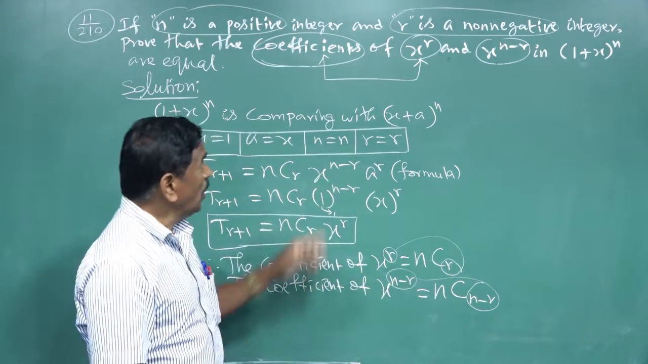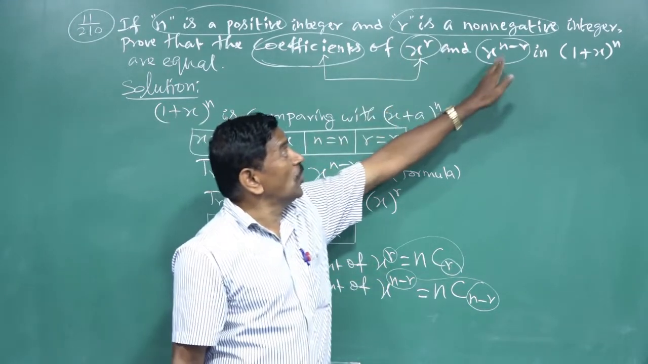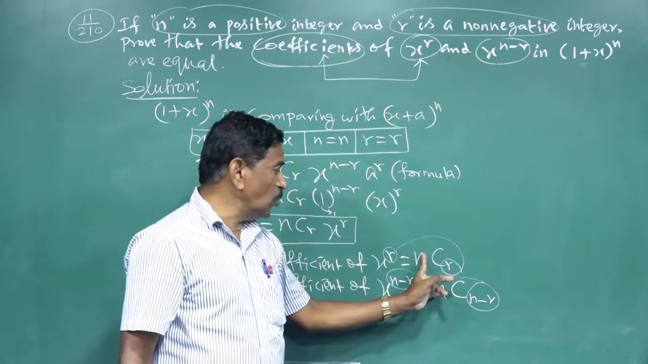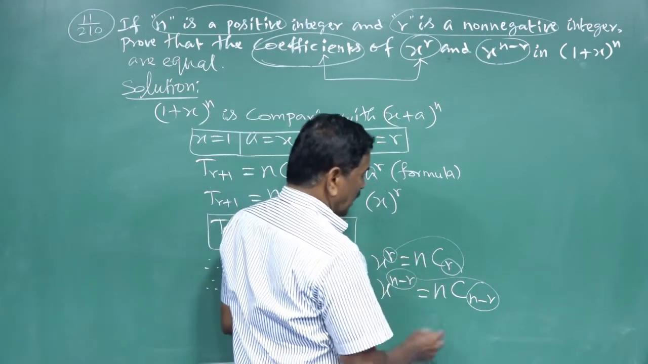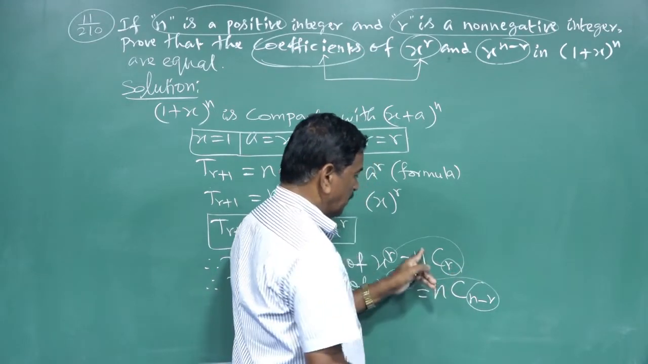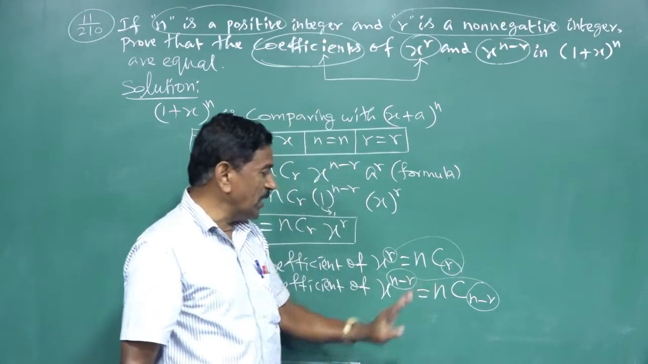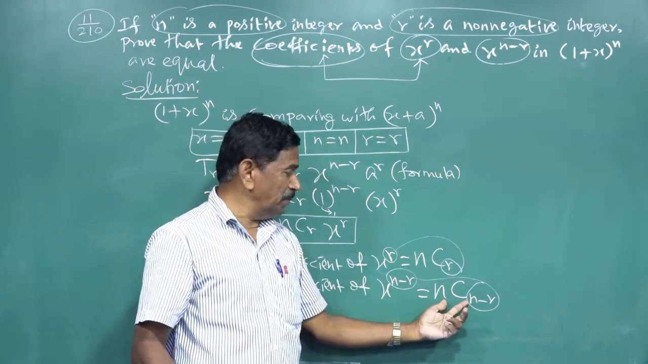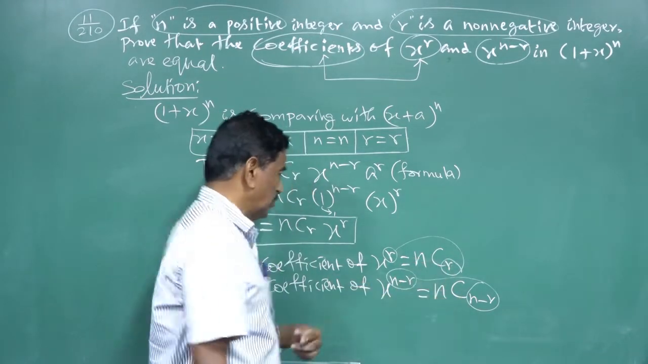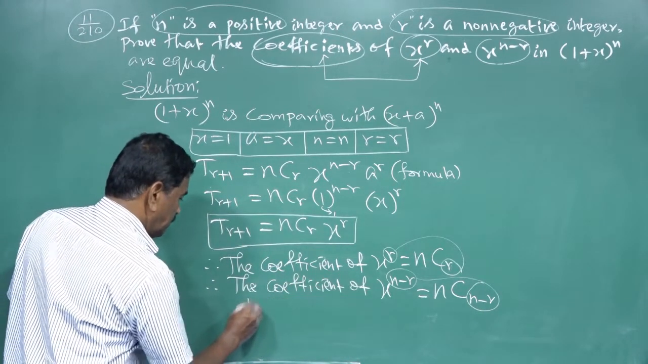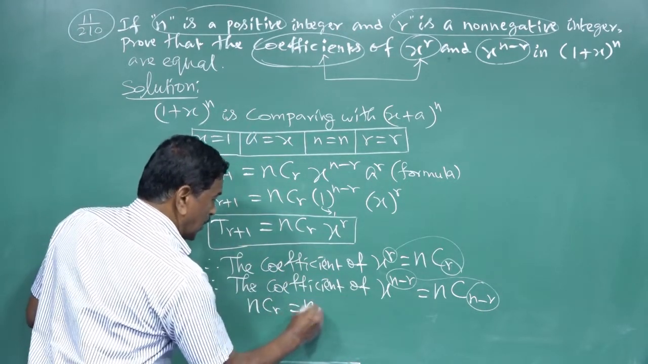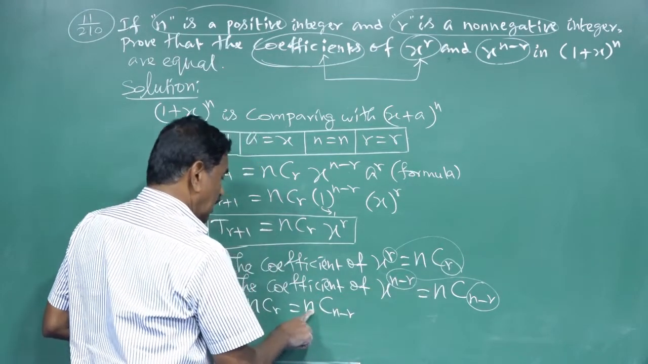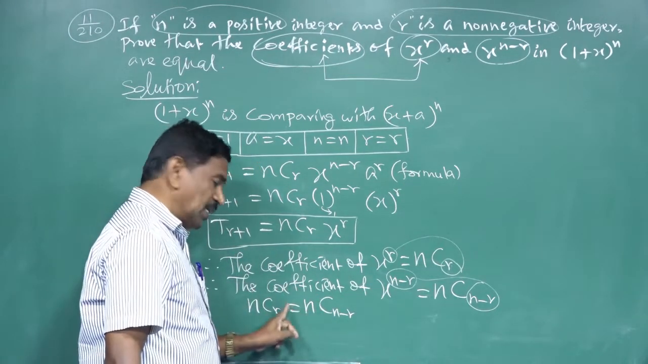Now we want to prove the coefficient of x power r is equal to the coefficient of x power n minus r. Remember, these two answers are ready. Suppose it is the first answer and the second answer. From these two answers, we know that nCr is equal to nC(n minus r), which is a familiar formula. Yes, nCr and nC(n minus r) are equal because it is a formula.